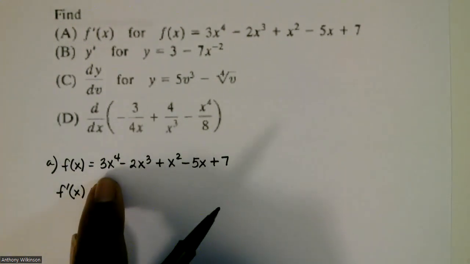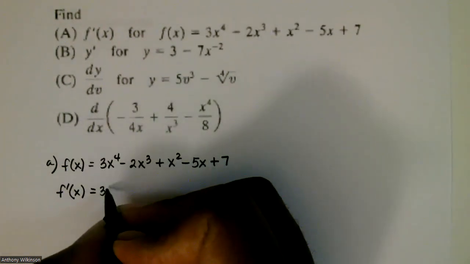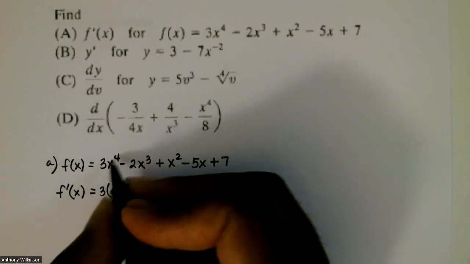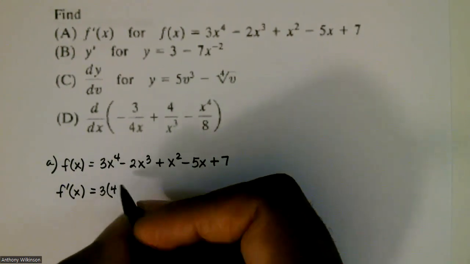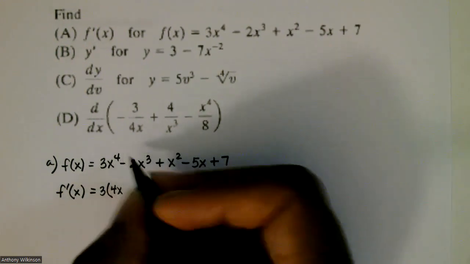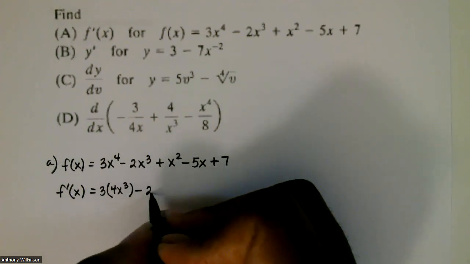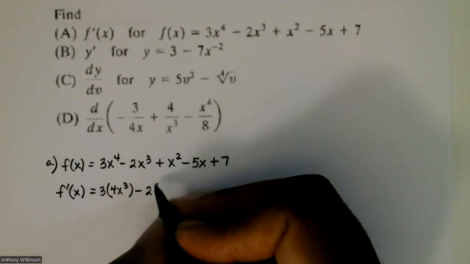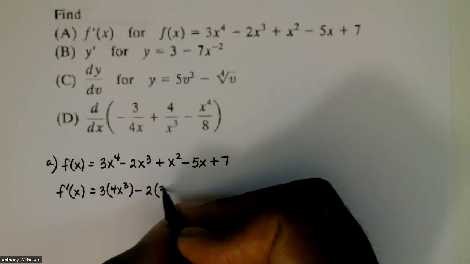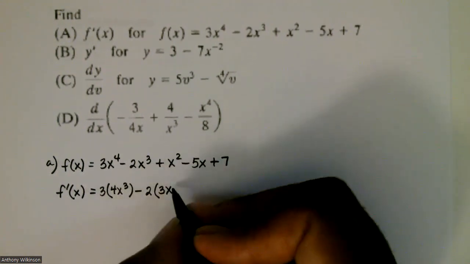So if I take the derivative of 3x to the fourth, okay, this is what I'll do. Write down the 3, for x to the fourth, bring down the exponent of 4, and then copy the x over to the 1 less power. So 4 minus 1 would be 3. And then minus 2 times the derivative of x cubed, bring the exponent down to 3, copy the x over to the 1 less power. 3 minus 1 would be 2.